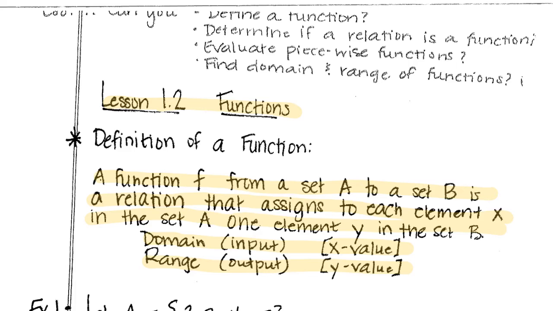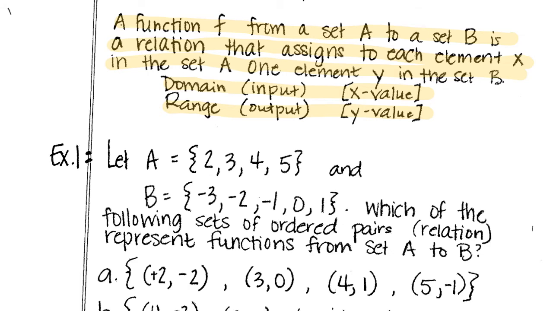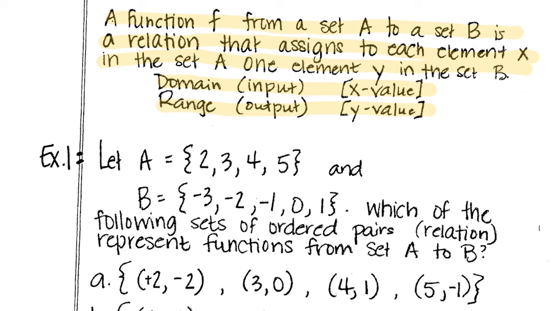So let's go ahead and see what they mean by functions. Let's look at example 1, letter A. They're telling us the set A is 2, 3, 4, 5, and the set B is -3, -2, -1, 0, 1. Which of the following sets of ordered pairs, which is a relation, so notice a relation is like these little squigglies with all the ordered pairs inside. So we have 1, 2, 3, 4 different ordered pairs, and it says which represent functions. So we're looking for something that represents a function.